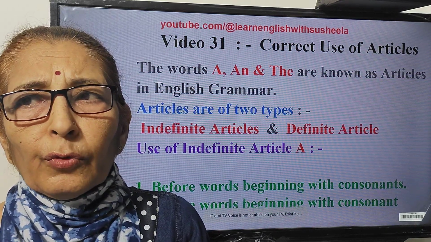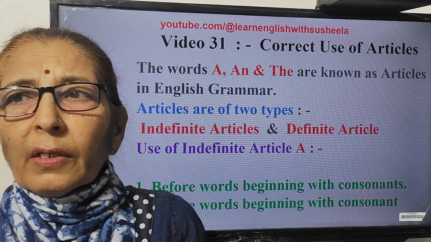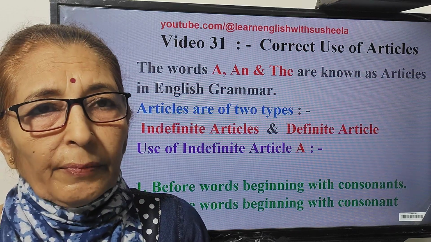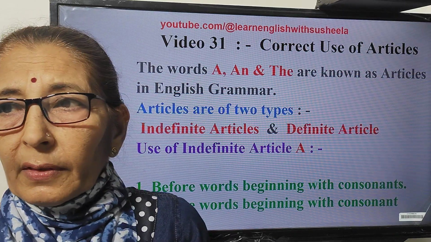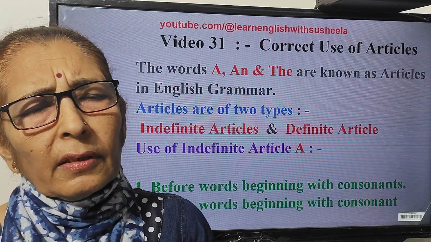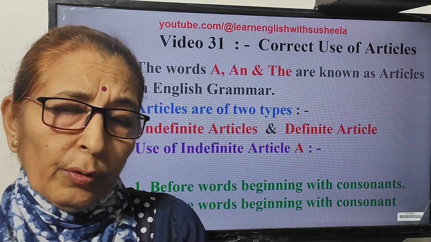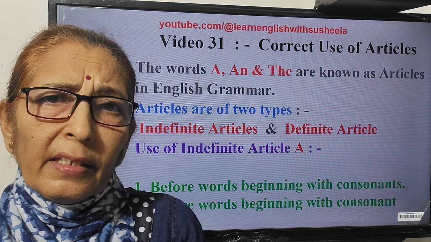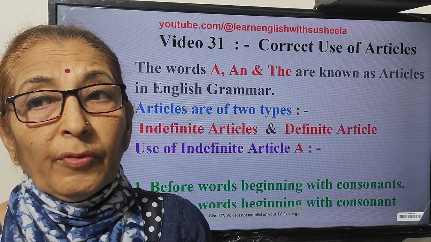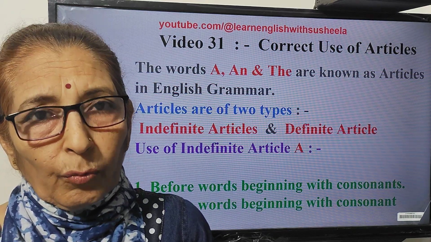First I take up use of indefinite article a, where we use it. First we use indefinite article a before words beginning with consonants. For example, he is a boy, she is a girl, this is a chair, that's a tree. So wherever the words are beginning with a consonant and we are talking about any one of them, we use a. Same way, article a is used before words beginning with consonant sounds.